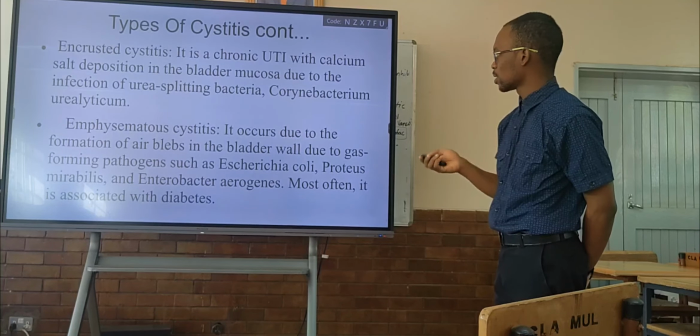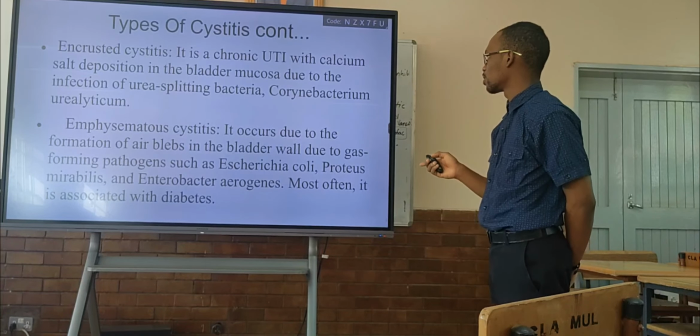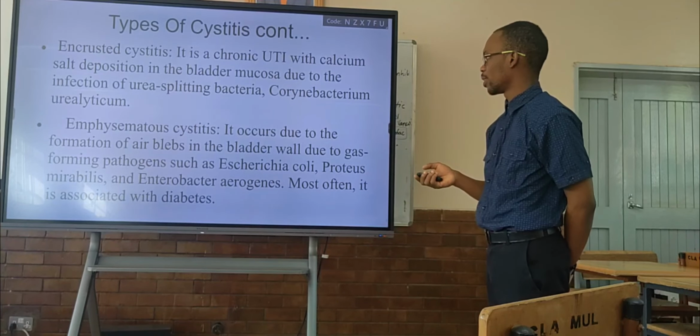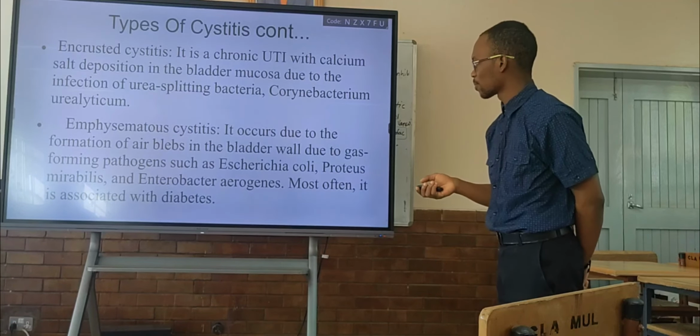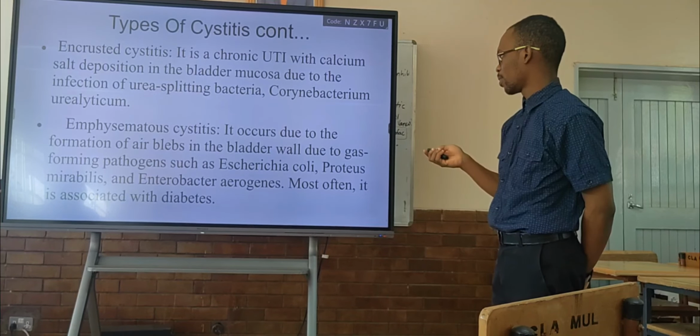Emphysematous cystitis occurs due to the formation of air bubbles in the bladder wall due to gas-forming pathogens such as Escherichia coli, Proteus mirabilis, and Enterobacter. Most often it is associated with diabetes.